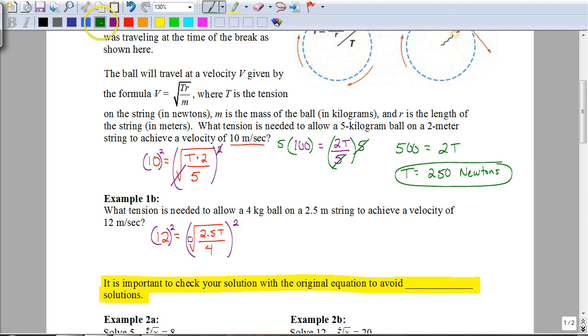Okay, so back to this particular problem, 12 squared is 144. And then on the right side, I have 2.5t all divided by 4. Multiply both sides by 4. When you do that, you get 576 equals 2.5t. Divide both sides by 2.5, and you end up getting 230.4. And again, that would be in newtons.